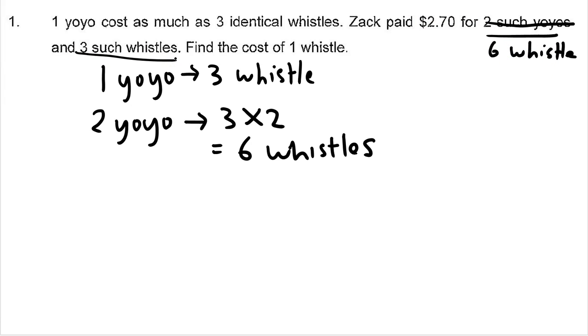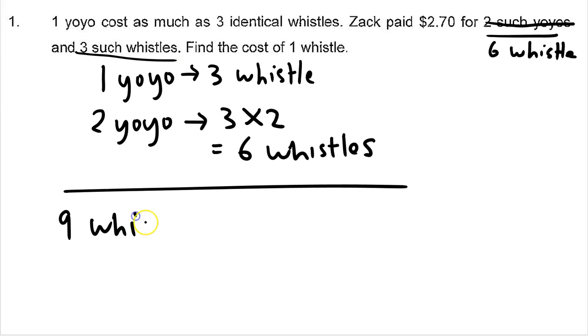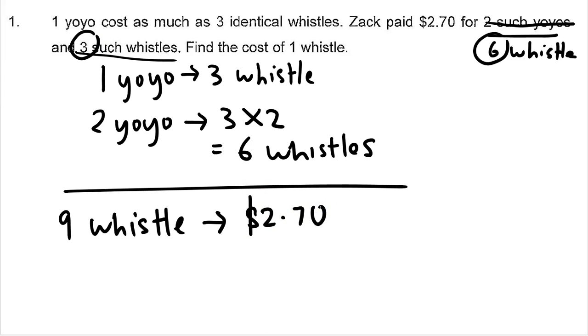So in fact, altogether there are a total of 9 whistles. And how did I get 9? Because I've converted the 2 yo-yos to 6 whistles. 6 whistles and 3 whistles makes 9. And 9 whistles altogether cost me $2.70. Okay. Now you notice in the answer blank they would like you to put the answer in cents.